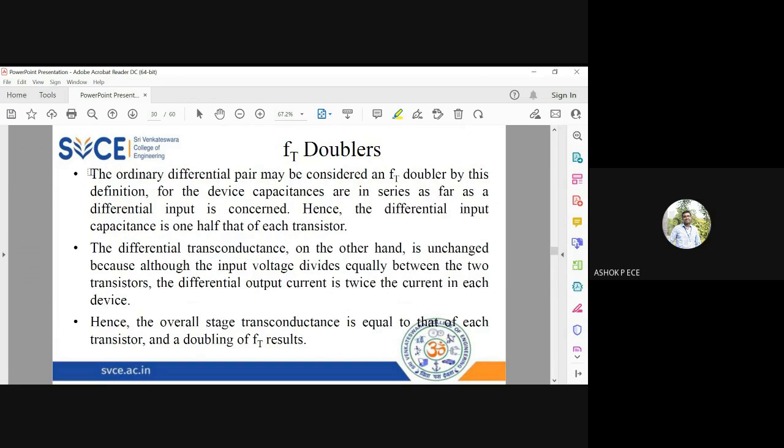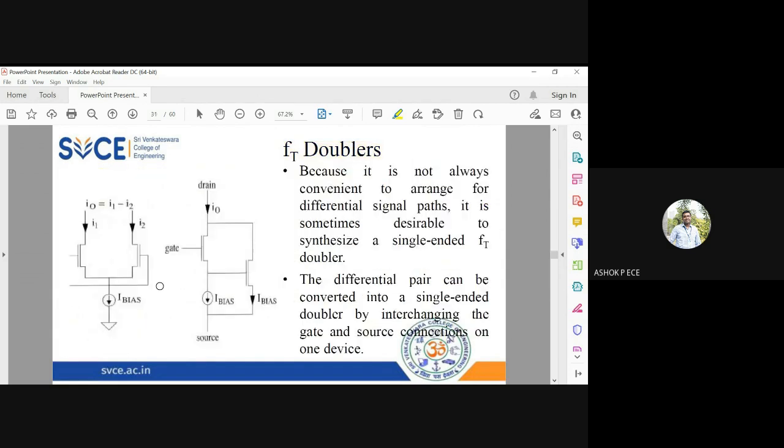So there we are going to have a differential pair which is going to be used as an FT doubler. It is going to double the FT value so that you can operate the device at a very high frequency. So see here, FT doublers.